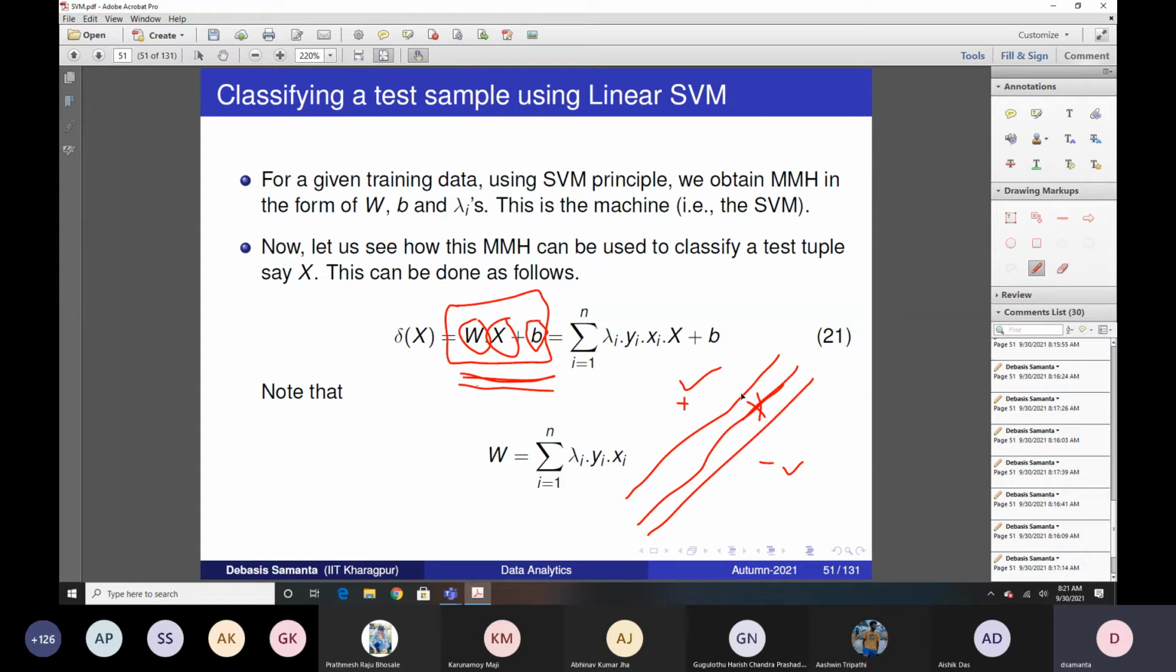And our lambda value that we have calculated is based on the support vectors. You can recall it: some support vector here, some here, some here. Similarly, on this side also there are support vectors, which decide the boundary. And knowing this boundary, we know the margin.